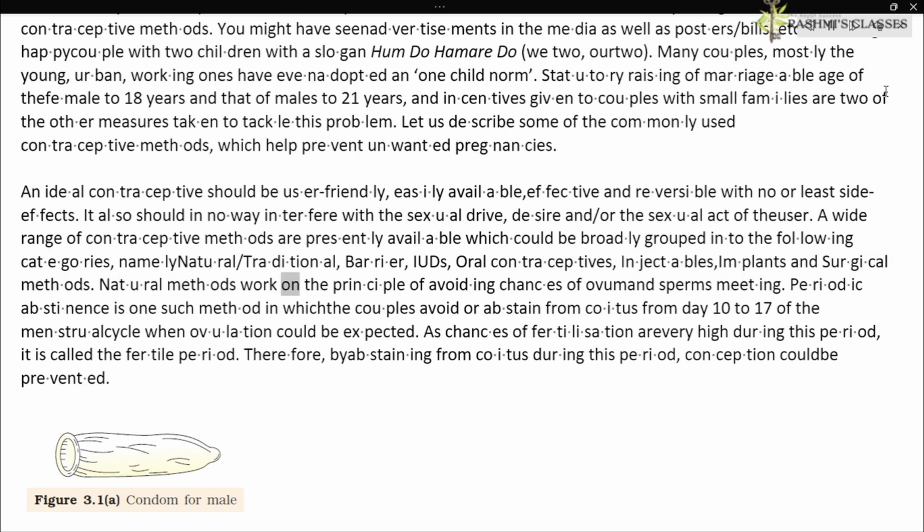Natural methods work on the principle of avoiding chances of ovum and sperms meeting. Periodic abstinence is one such method in which the couples avoid or abstain from coitus from day 10 to 17 of the menstrual cycle, when ovulation could be expected. As chances of fertilization are very high during this period, it is called the fertile period. Therefore, by abstaining from coitus during this period, conception could be prevented.